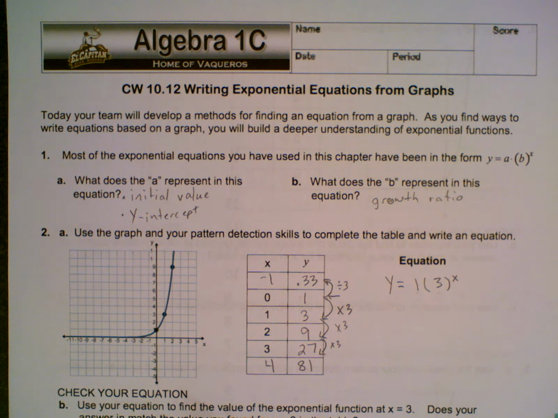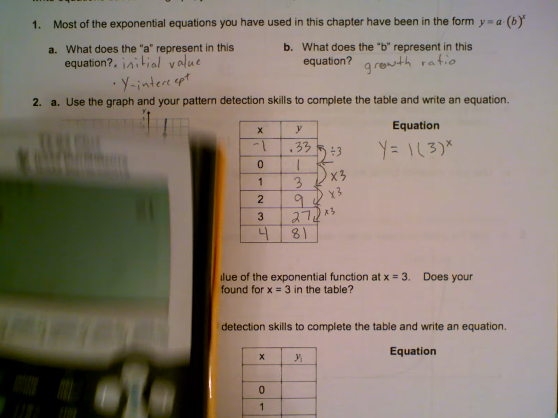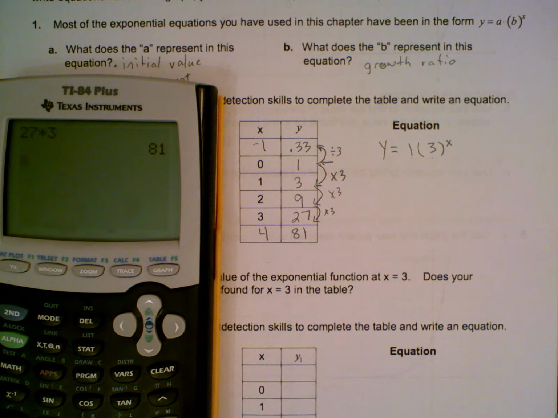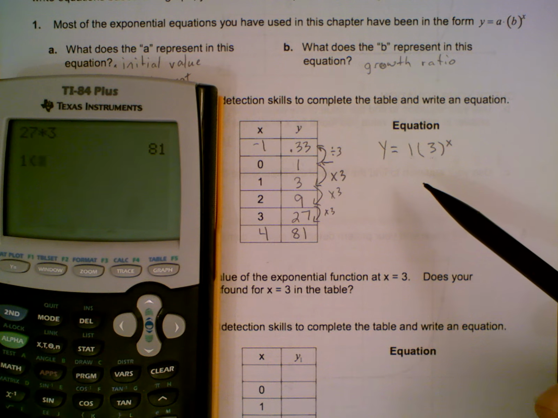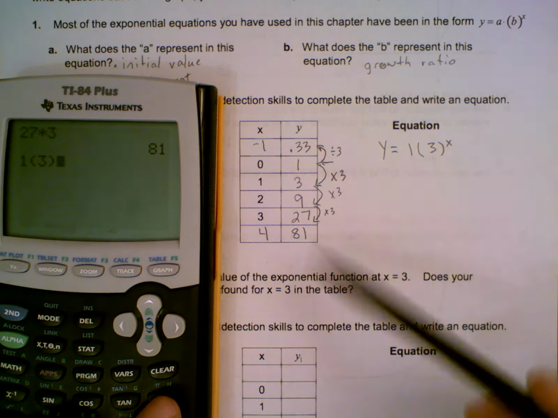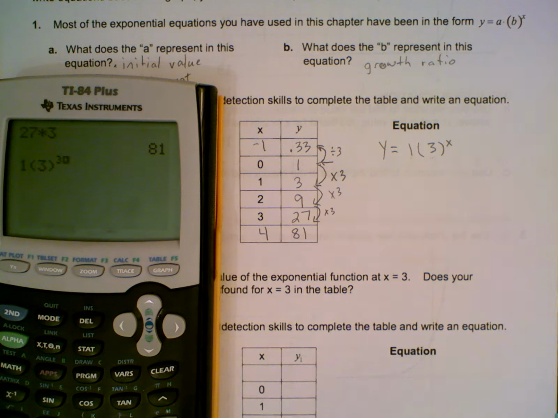And last part for number 2, it says check your equation to find the value of the exponential function at x equals 3. Does your answer match the value you found for x equals 3 in the table? So if we want to plug that in, we need to plug in our equation, which is going to be 1 times 3, and then we want to check for 3, so to the third. And our hope is that this number is 27, and in fact it is, so we are correct.